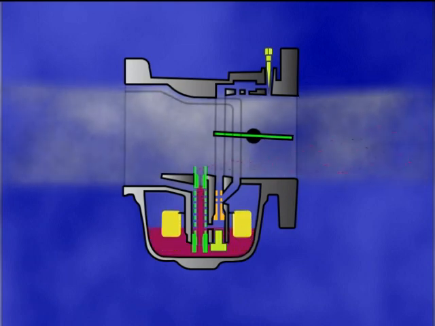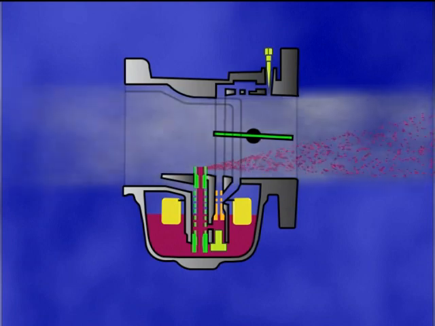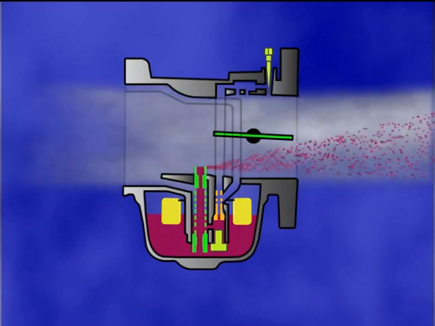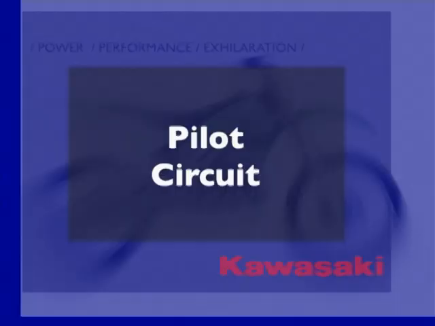On the other hand, if the fuel level is too high, the fuel will be too close to the outlet ports, causing excess fuel to enter the venturi. The result will be a rich air-fuel mixture. The pilot circuit meters fuel from idle to intermediate throttle opening.